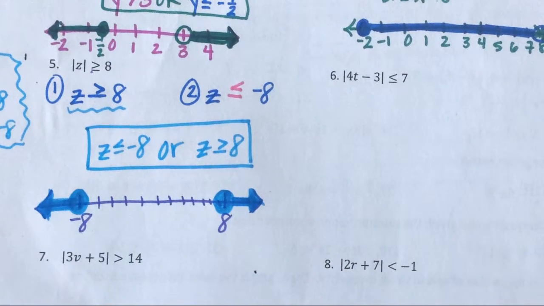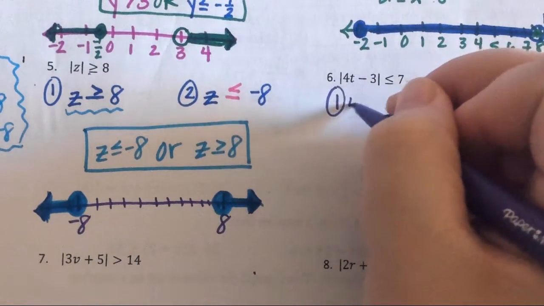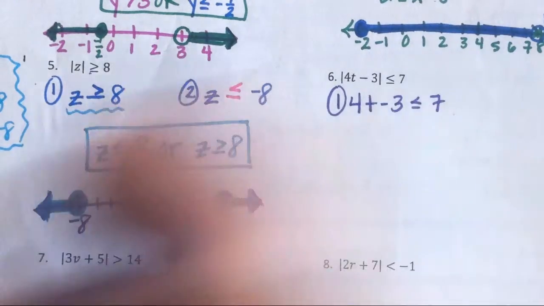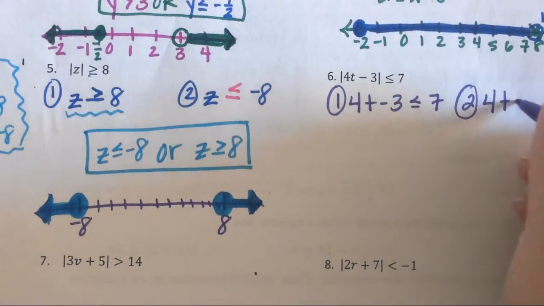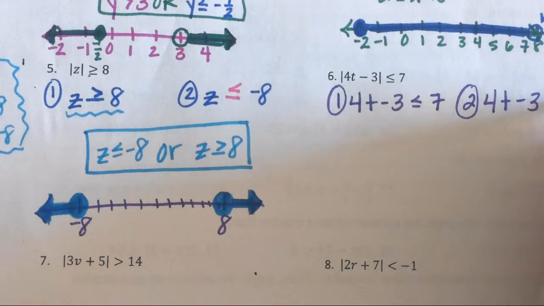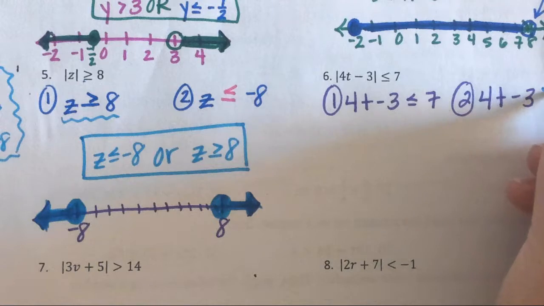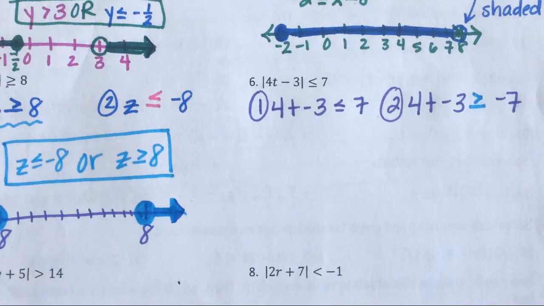Okay, so we go to our second problem. Still going to have 2 cases. I'm going to have 4t minus 3 is less than or equal to 7. But with my second case, I'm going to have 4t minus 3, and I have the -7, but I've got to flip that inequality sign. So it was less than or equal to. I'm going to make it greater than or equal to.